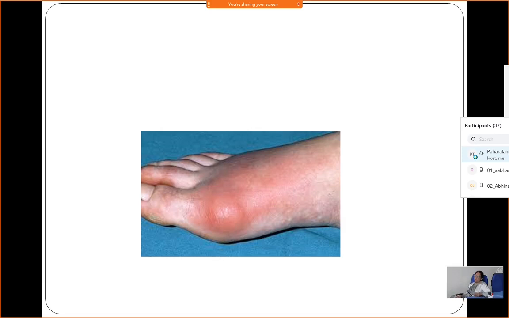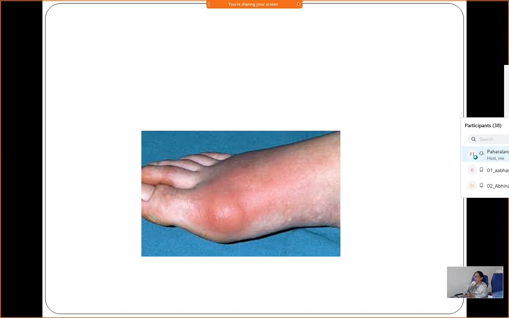Now, this is how a patient comes. There is a swelling in the toe. A very painful swelling. You can see the redness, and if you press, you will feel tenderness also. Patients can really scream due to pain, and they will have sleeplessness due to this particular joint pain. So this is a very common presentation of gouty arthritis.